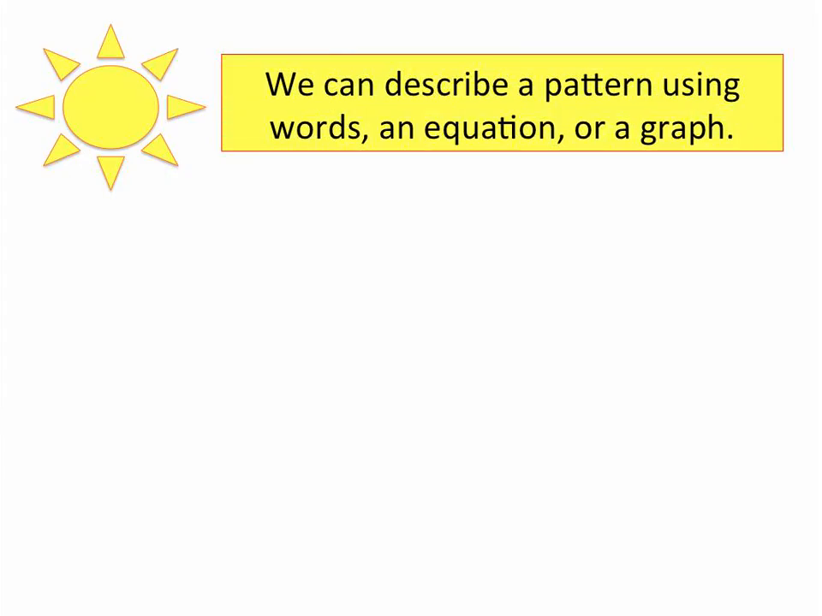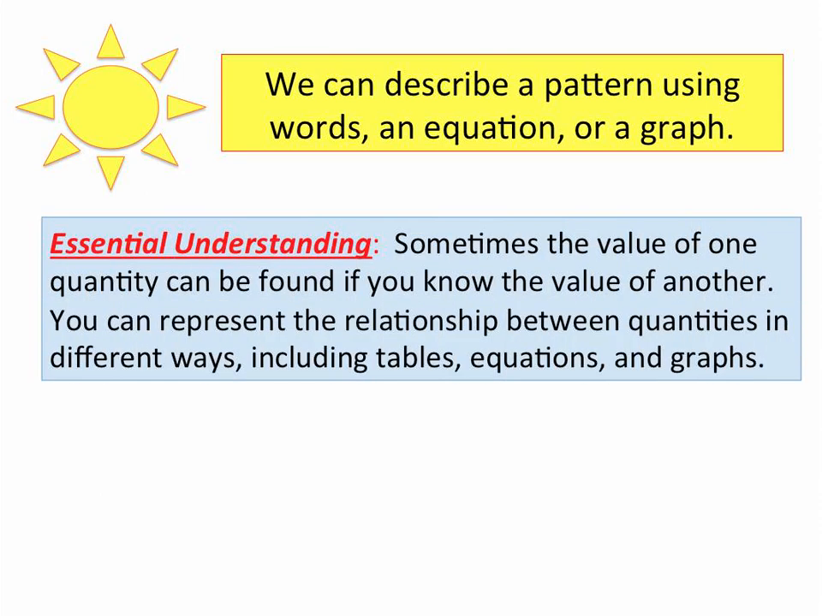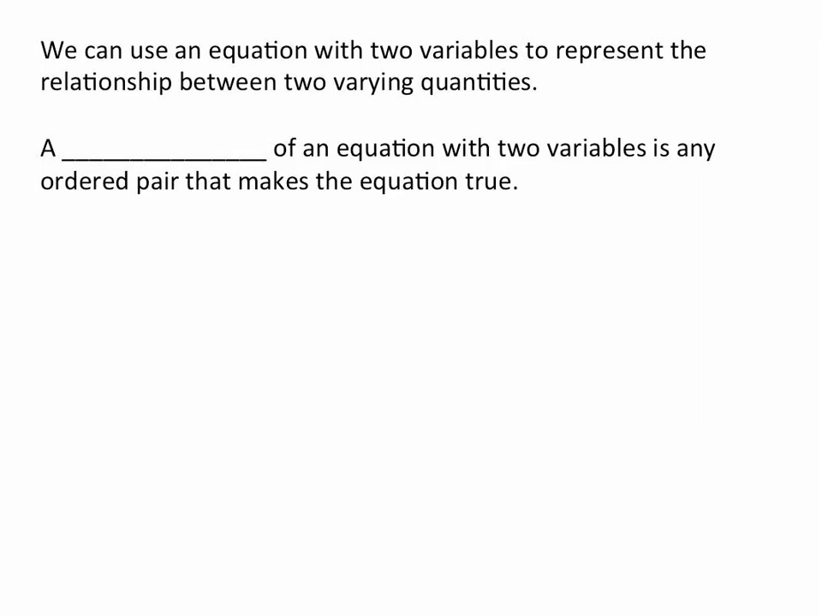Great. So we got 2 essential understandings here. We can describe a pattern using words, an equation, or a graph. And then the big one is sometimes the value of one quantity can be found if you know the value of another. You can represent the relationship between quantities in different ways, including tables, equations, and graphs. All right, we can use an equation with 2 variables to represent the relationship between 2 varying quantities. A solution of an equation with 2 variables is any ordered pair that makes the equation true.